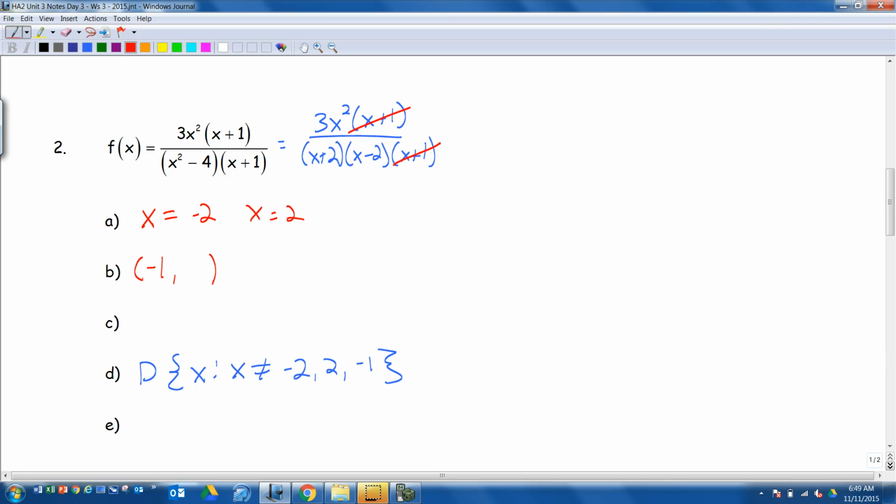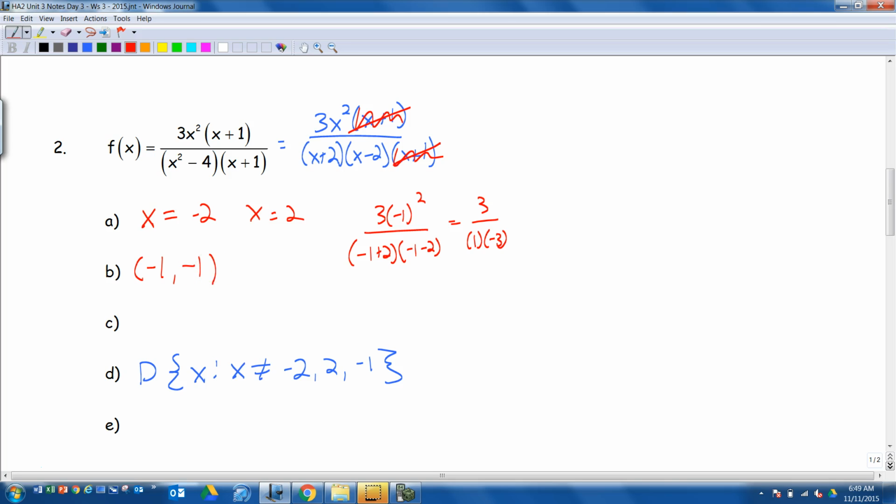Next, we're going to find the y coordinate of the hole. So I'm going to use the simplified version of the equation. So since it's -1, it's 3 times -1 squared over -1 plus 2, -1 minus 2. We get a 3 on top because -1 squared is positive. And then we get 1 times -3. So you get -1. We get a hole at -1, -1.